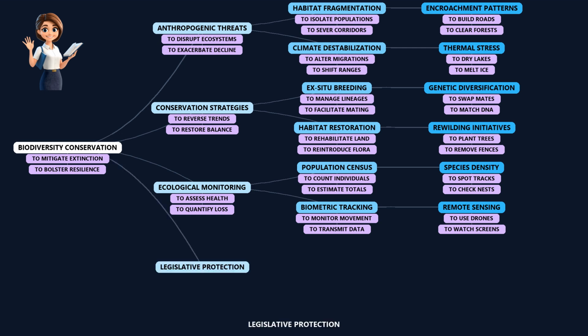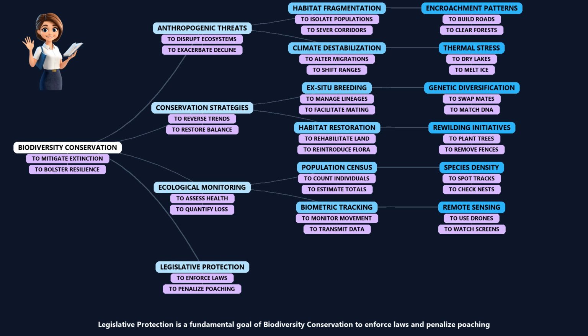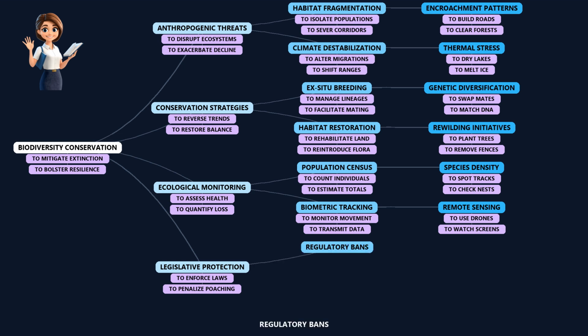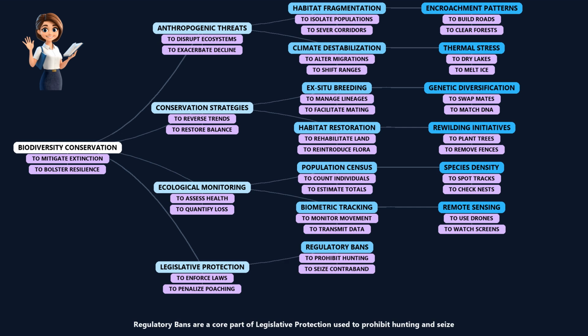Legislative protection. Legislative protection is a fundamental goal of biodiversity conservation to enforce laws and penalize poaching in national parks. Basically, we are using the law to stop people from hunting and stealing from nature. Regulatory bans. Regulatory bans are a core part of legislative protection used to prohibit hunting and seize contraband at the border. This means making it a crime to kill endangered animals or take their skins and bones.